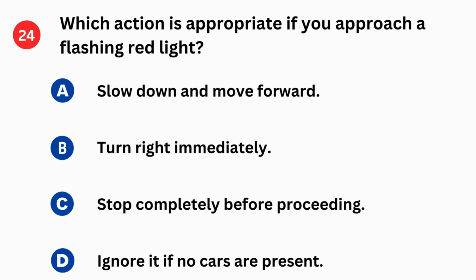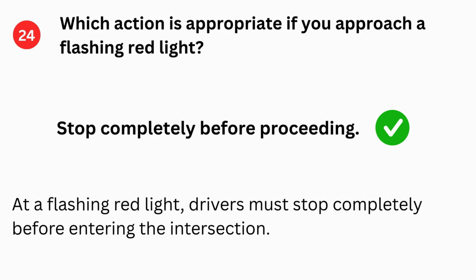Which action is appropriate if you approach a flashing red light? Options are: A. Slow down and move forward. B. Turn right immediately. C. Stop completely before proceeding. D. Ignore it if no cars are present. Stop completely before proceeding. Explanation. At a flashing red light, drivers must stop completely before entering the intersection.